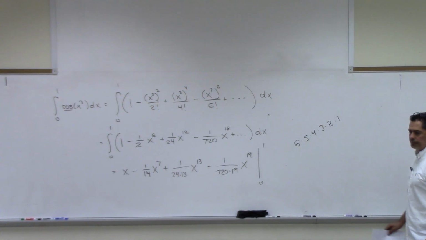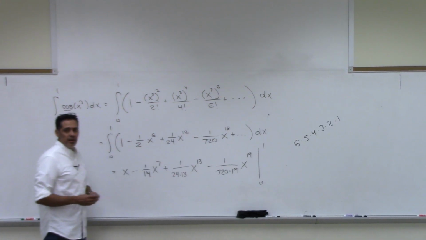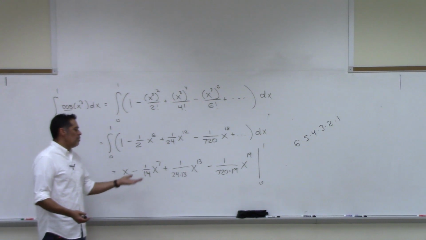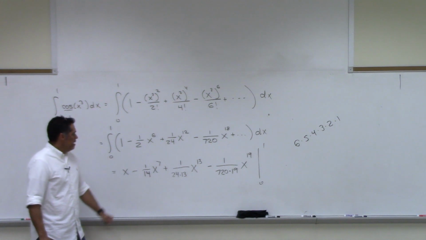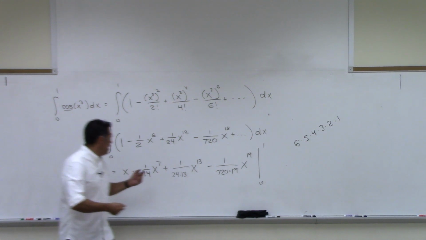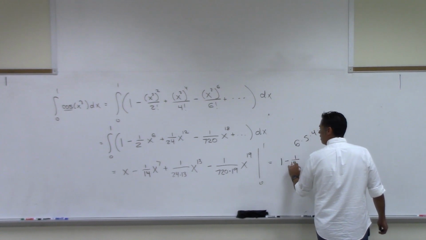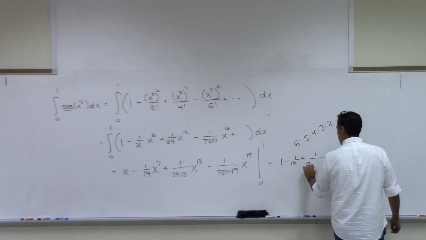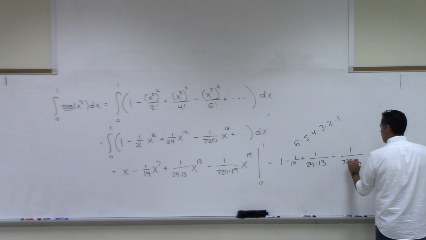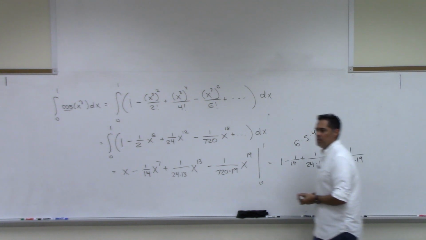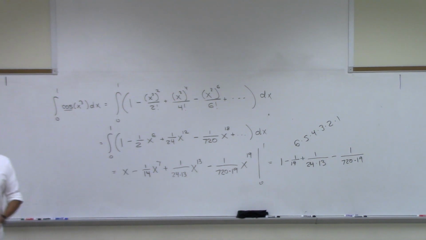Also, would you accept that, like on an exam, if you just did multiply out and get 720 times? That's okay, but you're going to need an answer here, right? So the good news is I'm going from 0 to 1. So when you plug 0 into all of these, you get 0, right? When you plug in 1, you're just going to get the fractions. So your answer should be whatever 1 minus 1 over 14 plus 1 over whatever 24 times 13 is, and then minus whatever 1 over 720 times 19 is. Yeah, get that as a decimal on the test. You'll see how that works?